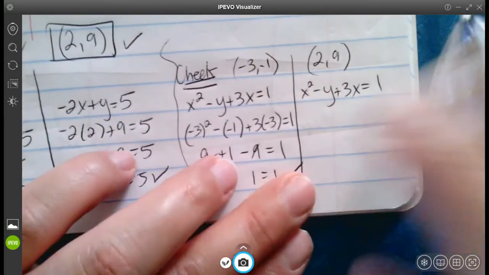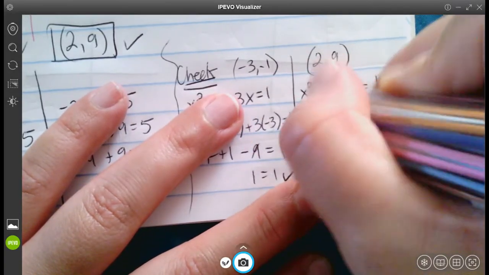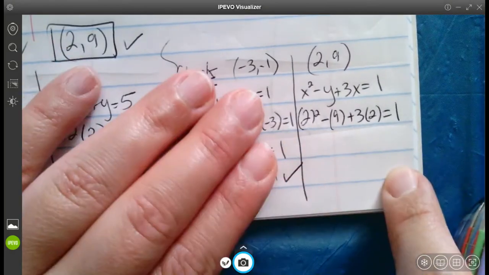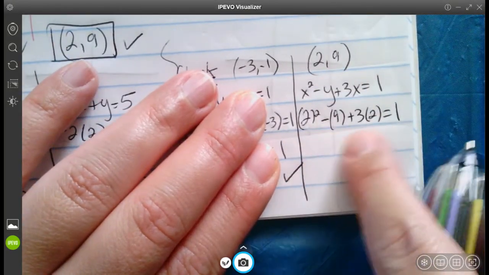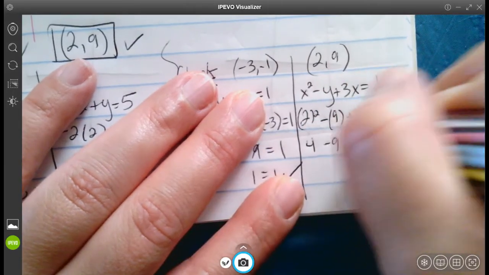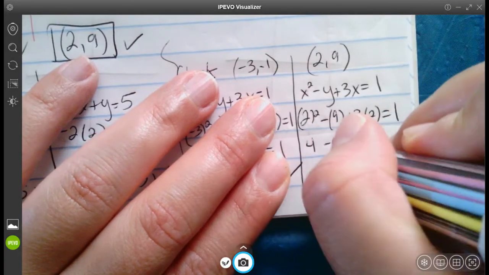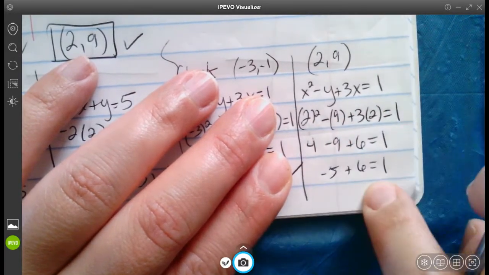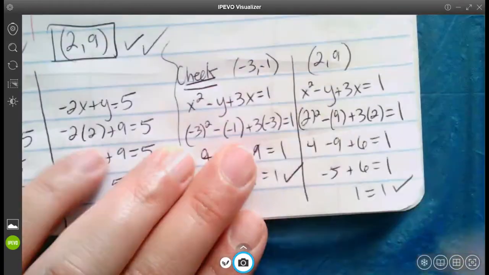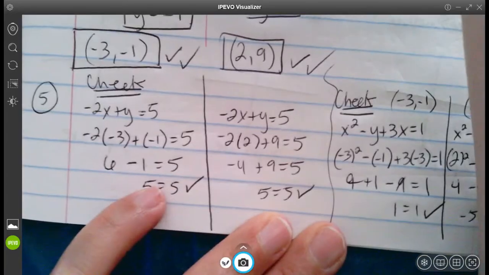Same thing on this side. So 2 squared minus 9 plus 3 times 2 equals 1. Again, I'm just taking these numbers and plugging them into the equation. So 4 minus 9 plus 6 is supposedly equal to 1. 4 minus 9 is negative 5 plus 6, which is in fact 1. So it looks like both of these check out.